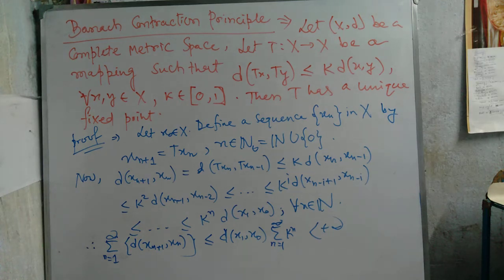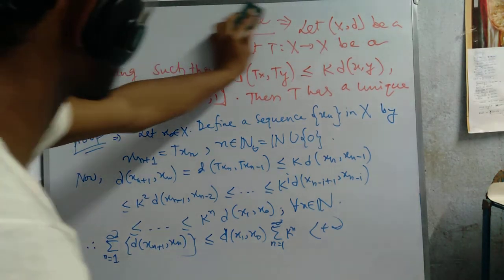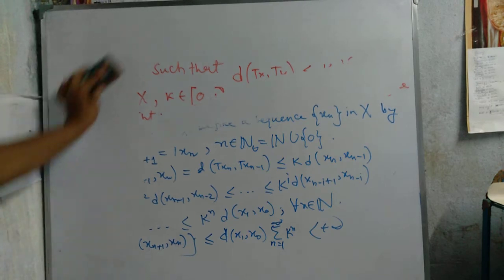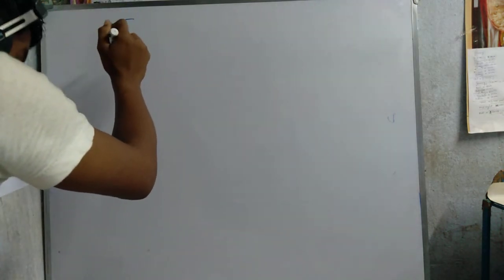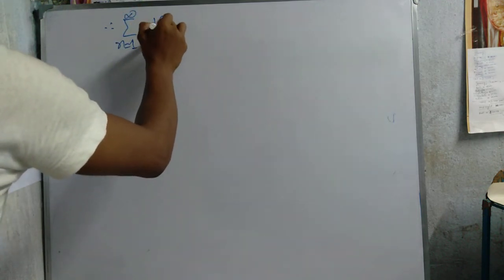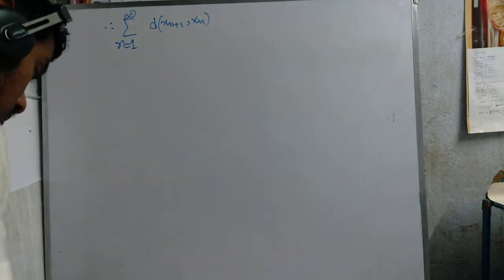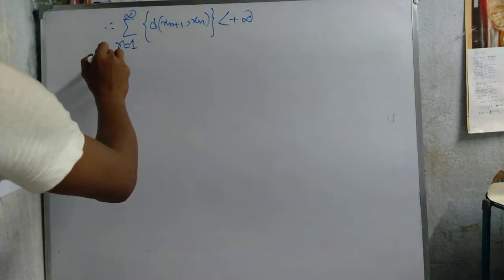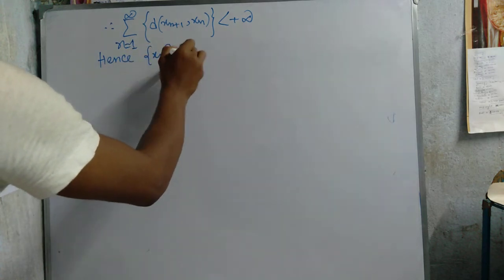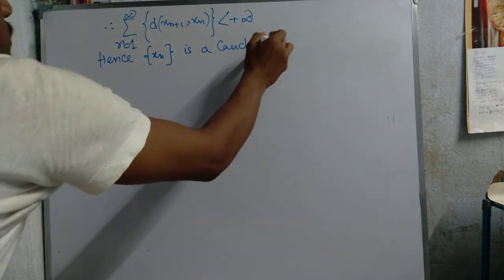This is less than plus infinity. Hence we also write that x_n is a Cauchy sequence. So what we get here is that the sum over n equal to 1 to infinity of d(x_{n+1}, x_n) is less than plus infinity. Hence x_n is a Cauchy sequence.